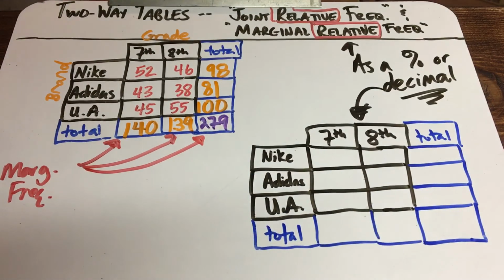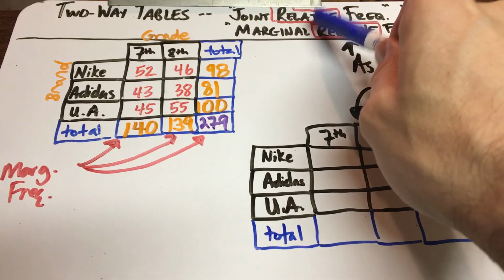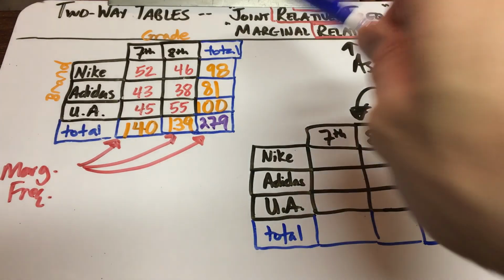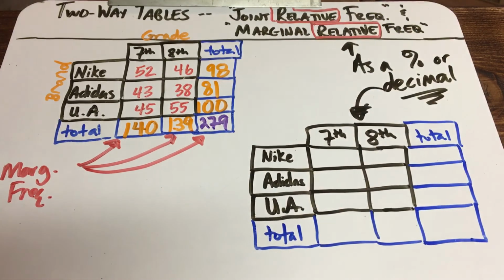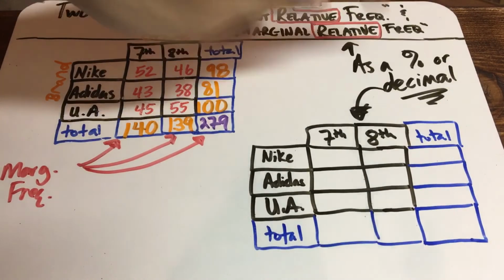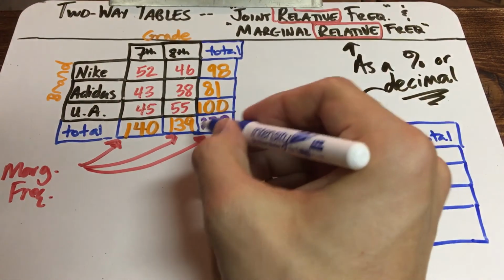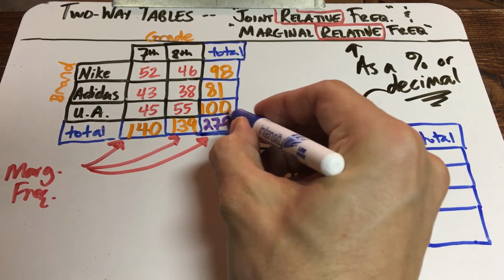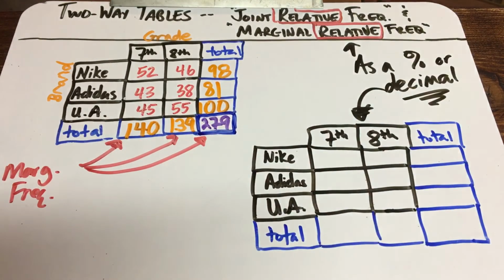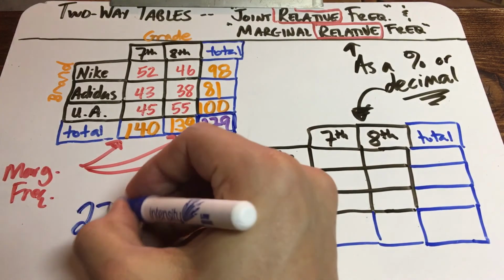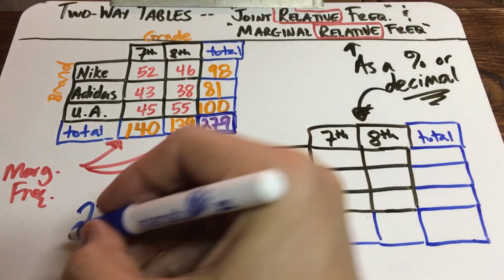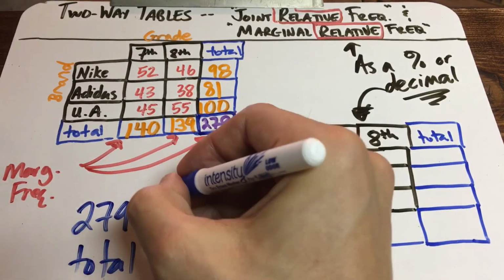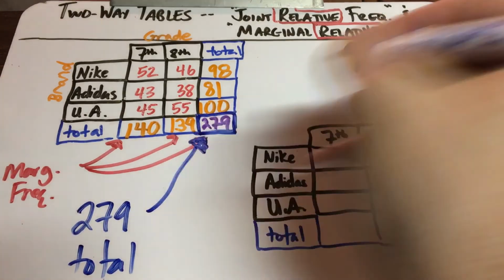So that is what we did normally, but now this question wants us to do the joint relative frequencies and the marginal relative frequencies. So what we want to do is put all these as a decimal out of our magic number down here at the bottom, our 279, right? So we know that we talked to 279 total students, right? That's our total. There were 279 students surveyed. I got it from right there.